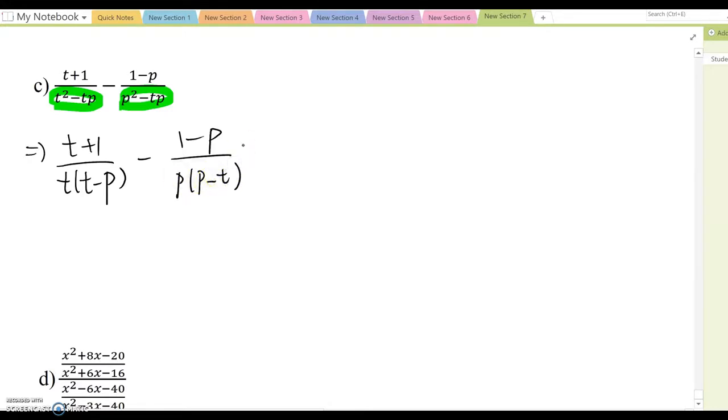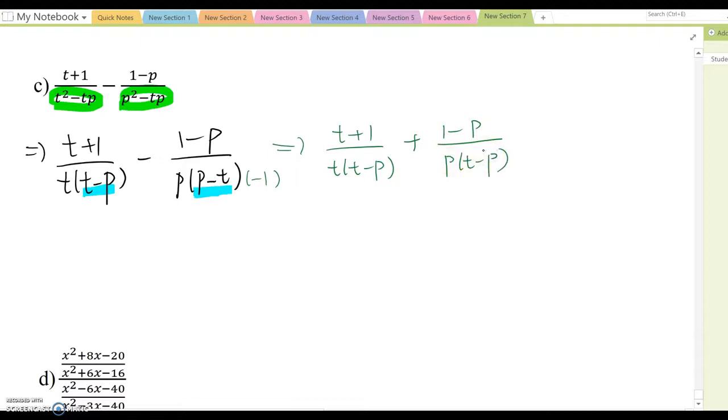Okay. Now, please look carefully. One has t minus p. The other has p minus t. So they are exactly the same factor, but opposite. So in this case, you can multiply negative 1 in this factor. Then this is going to be t plus 1 over t minus p, and then plus 1 minus p over p times t minus p. Okay? Then the LCD becomes t p times t minus p.